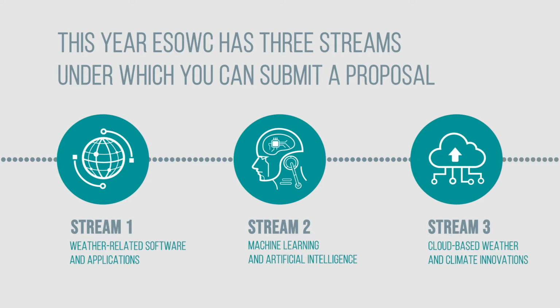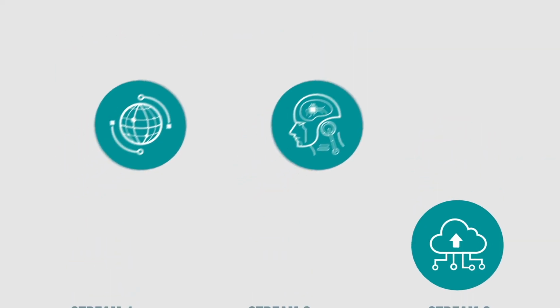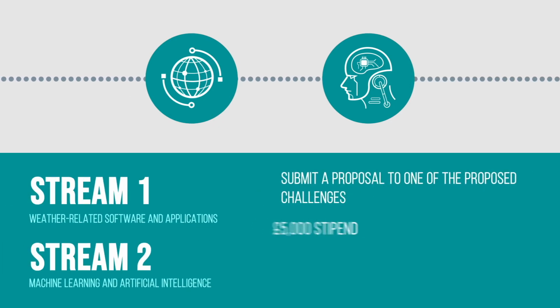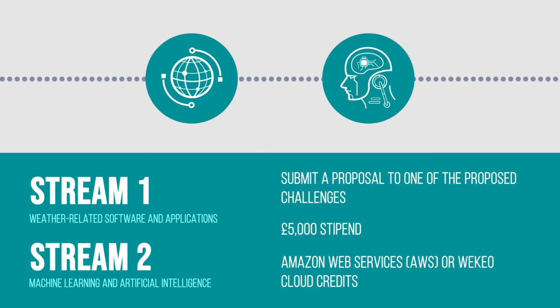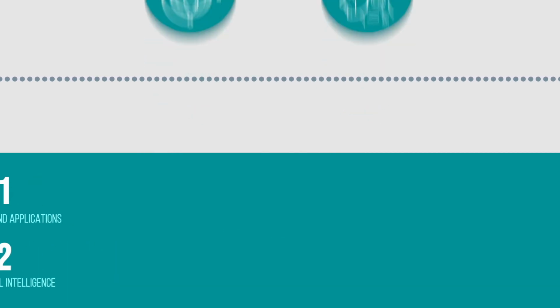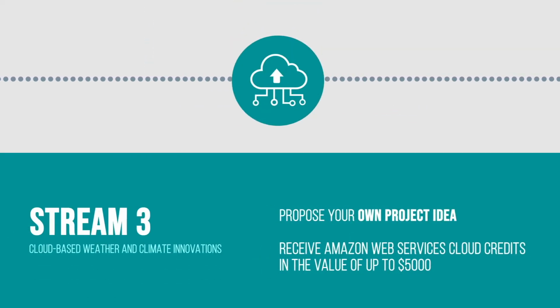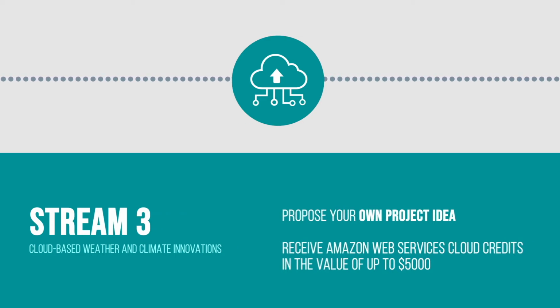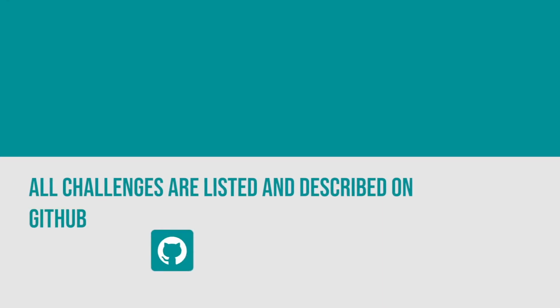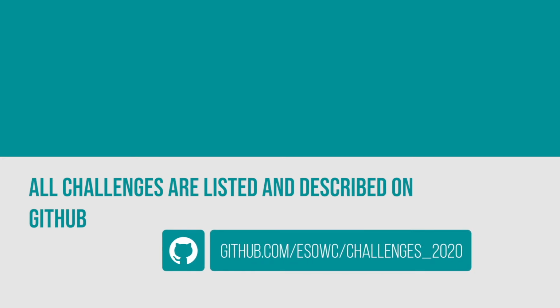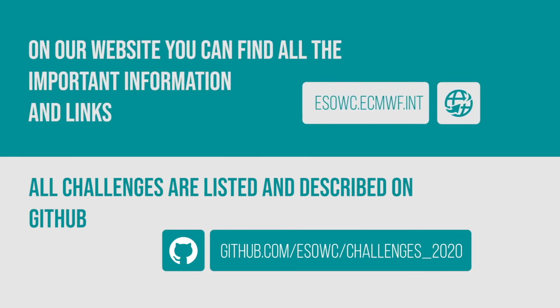This year, ESoC has 3 streams. Stream 1 is weather-related software and applications. Stream 2, machine learning and artificial intelligence. And Stream 3, cloud-based weather and climate innovations. All challenges are listed on GitHub, or you can find the information on our website.